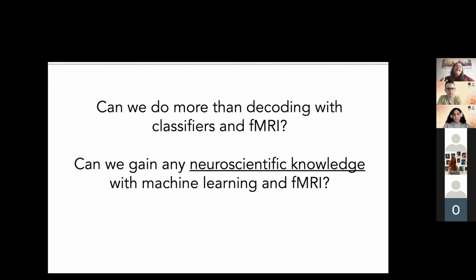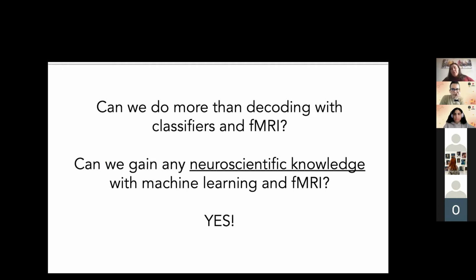But this may not be very interesting for some neuroscientists, because they may say, okay, I can decode, but what can I learn from this about the brain? Can I learn anything about what kind of information processing the human brain is doing using this kind of technique? And the answer is actually yes.